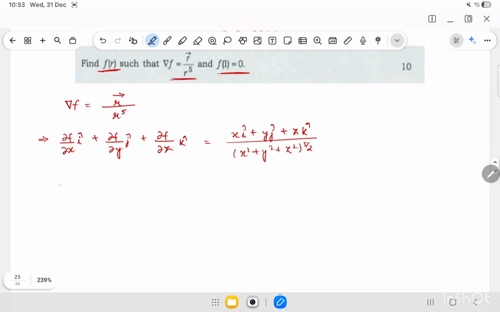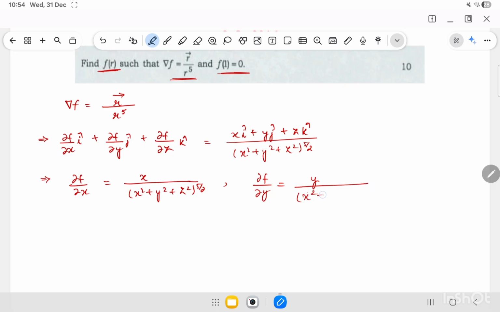Now if I compare these, from here I'll get del f by del x is equal to x by (x square plus y square plus z square) raised to 5 by 2. Likewise I can calculate del f by del y, which will be equal to y divided by (x square plus y square plus z square) raised to 5 by 2, and del f by del z will be equal to z divided by (x square plus y square plus z square) raised to 5 by 2.